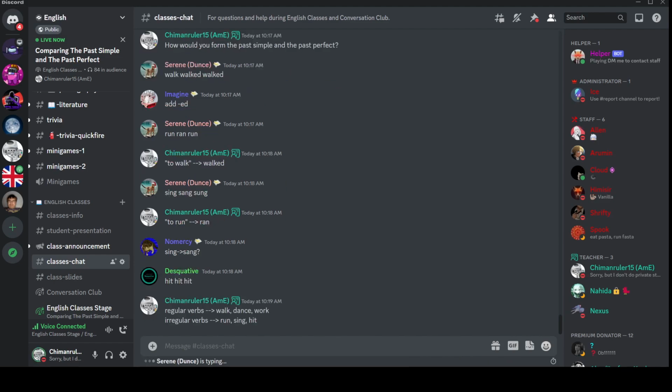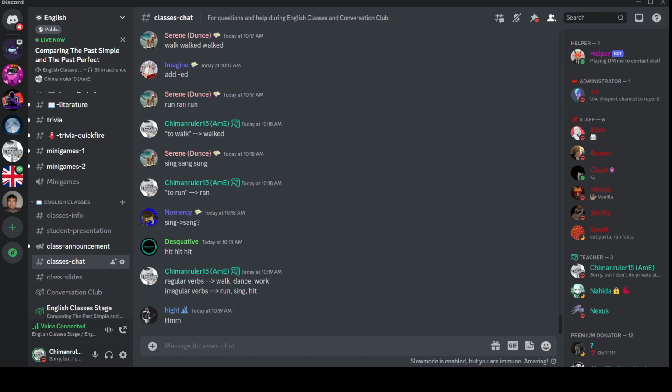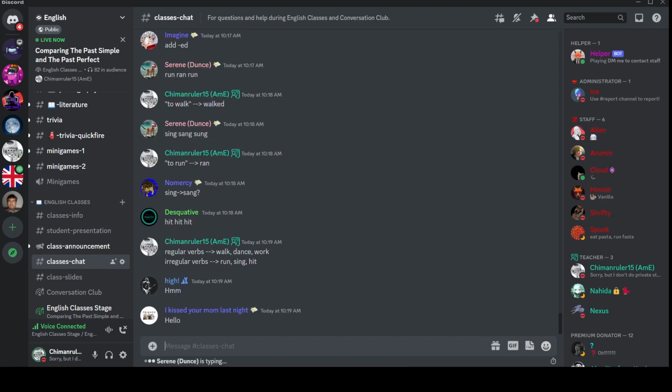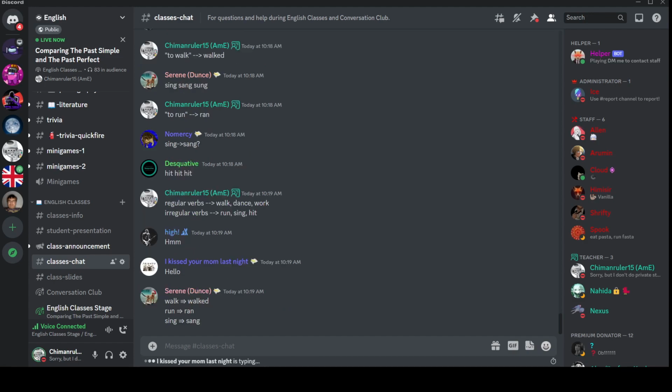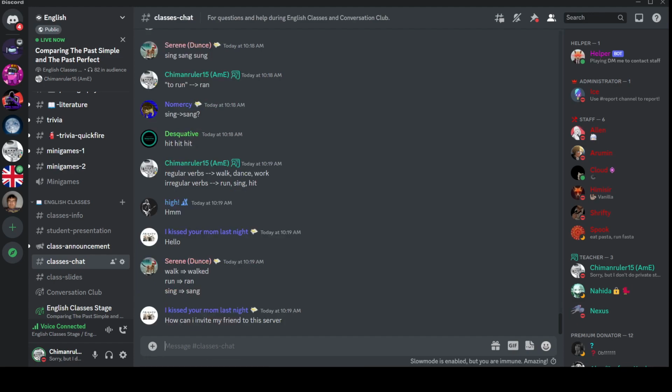With hit, you don't change the form. It stays the same throughout. So hit, hit, hit. And for some of you who are wondering why people are listing three forms of a verb, they're telling you what the base form is, what the past simple form is, and what the past participle form is. So there are three forms of a verb: the first form, the second form, and the third form, also known as V1, V2, V3.